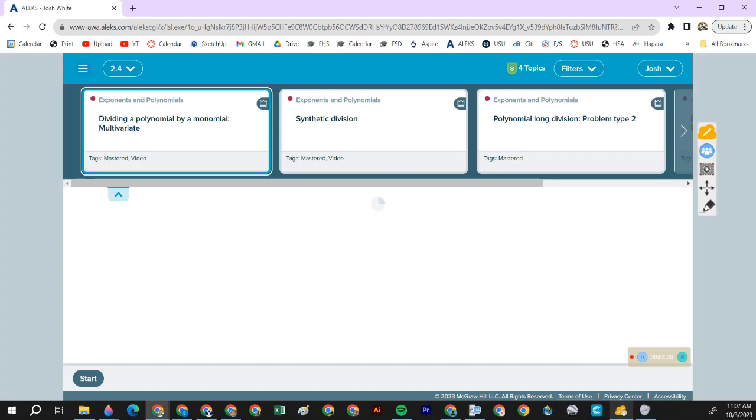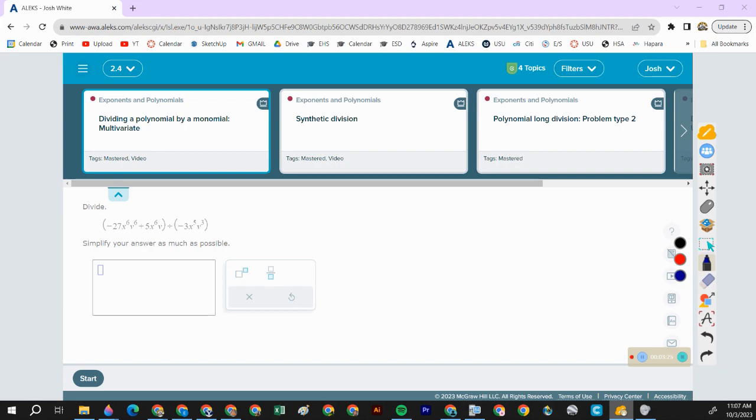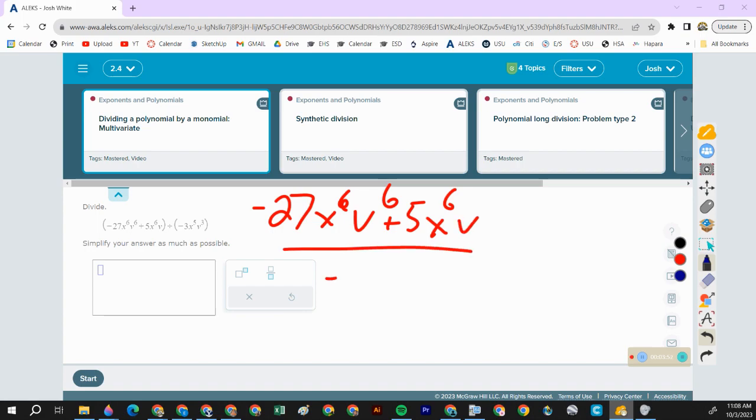Oh. This one, you're just going to divide. So divide each of these by that. So that's going to be 9x squared v to the third minus, oh, it didn't divide. Oh, shoot, sorry. So I'll write it out. Negative 27 x to the 6th v to the 6th plus 5 x to the 6th v over negative 3 x to the 5th v to the 3rd.